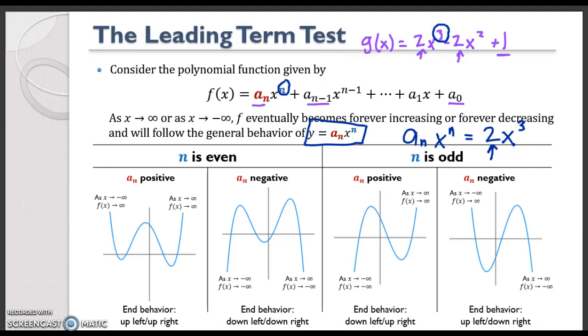If n is even and a sub n, our coefficient, which is called the leading coefficient, is positive, then I'm going to have something that opens up. And if you think about a parabola, a parabola opens up. All this polynomial is like a parabola with stuff in the middle, and then it keeps going up. And if a sub n is negative, it's going to go down. So end behavior is down left, down right. All right.